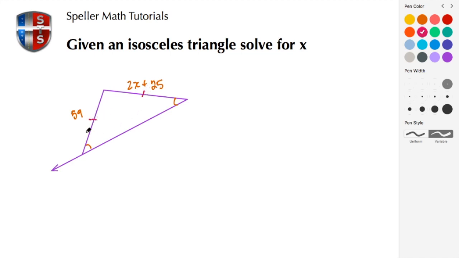So knowing that information, we're going to set these two expressions equal to each other. So here we have 2x plus 25, and we're going to set that equal to 59. And now we have a basic algebra problem. We're going to subtract 25 from both sides.